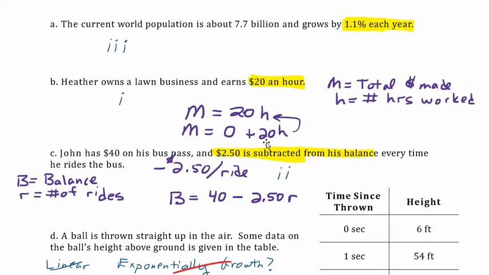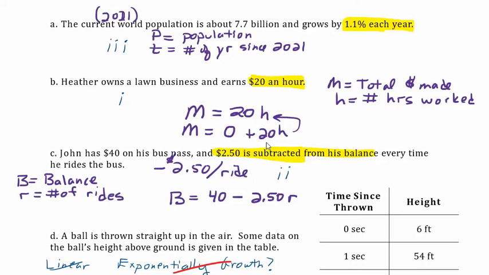All right, how about this population one? Let's say P is the population, and T is the number of years. Well, we'd have to have a starting date. The current world population, number of years since 2021. So let's say the current world population is in 2021. I don't know if that's the accurate number, but okay, so what would the population be T years from now? Can you write that equation? Give it a try.